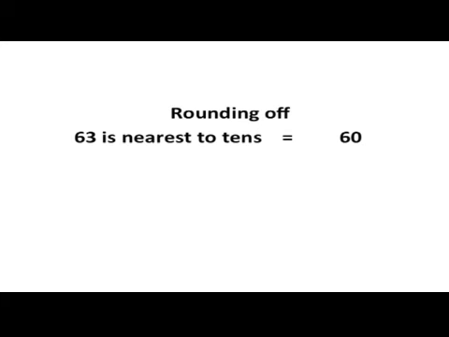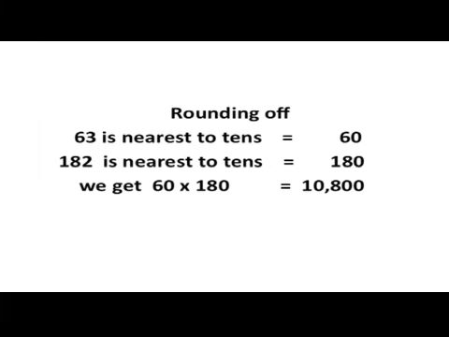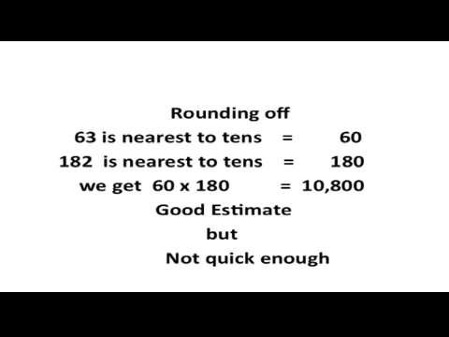Now look at how we can multiply 63 times 182. If we approximate both to the nearest hundreds, we get 100 times 200, which is equal to 20,000. This is much larger than the actual product. So, what do we have to do? To get a more reasonable estimate, we try rounding off 63 to the nearest 10, that is 60, and 182 to the nearest 10, that is 180. We get 60 times 180, which is 10,800. This is a good estimate, but is not quick enough.